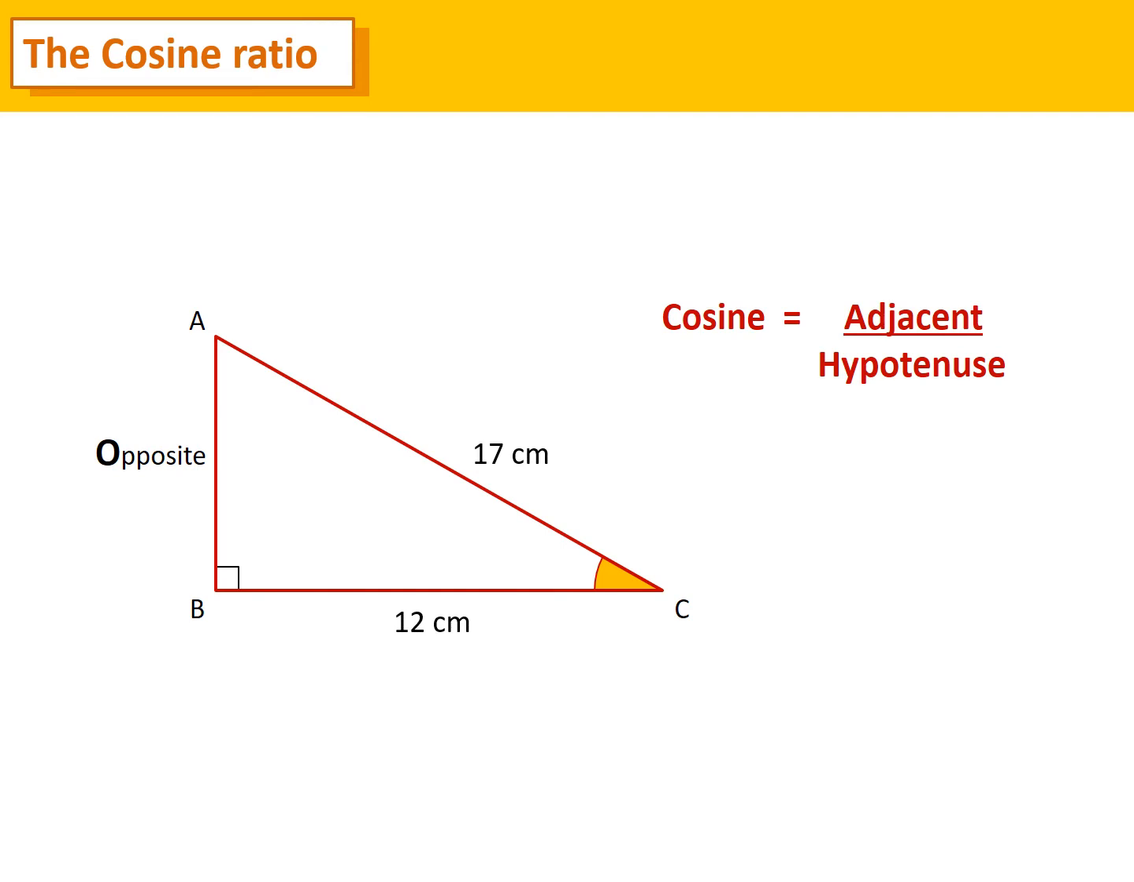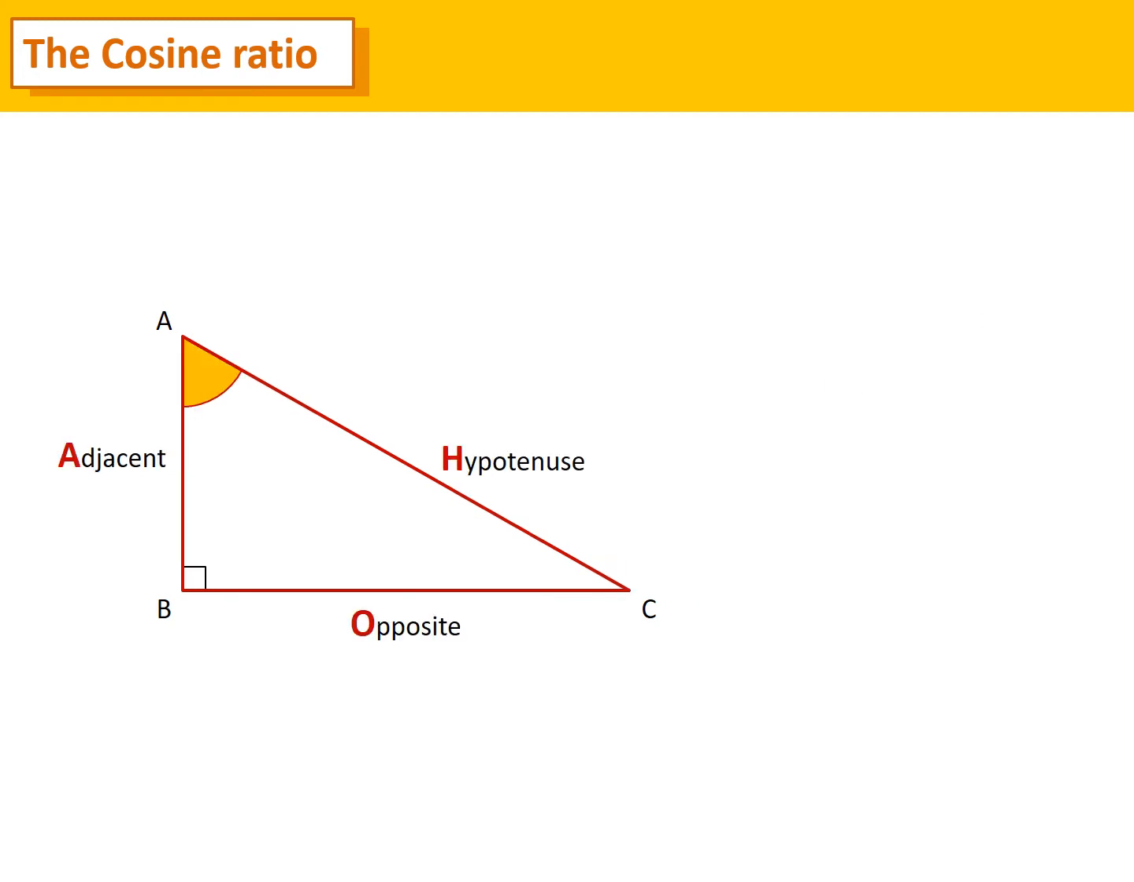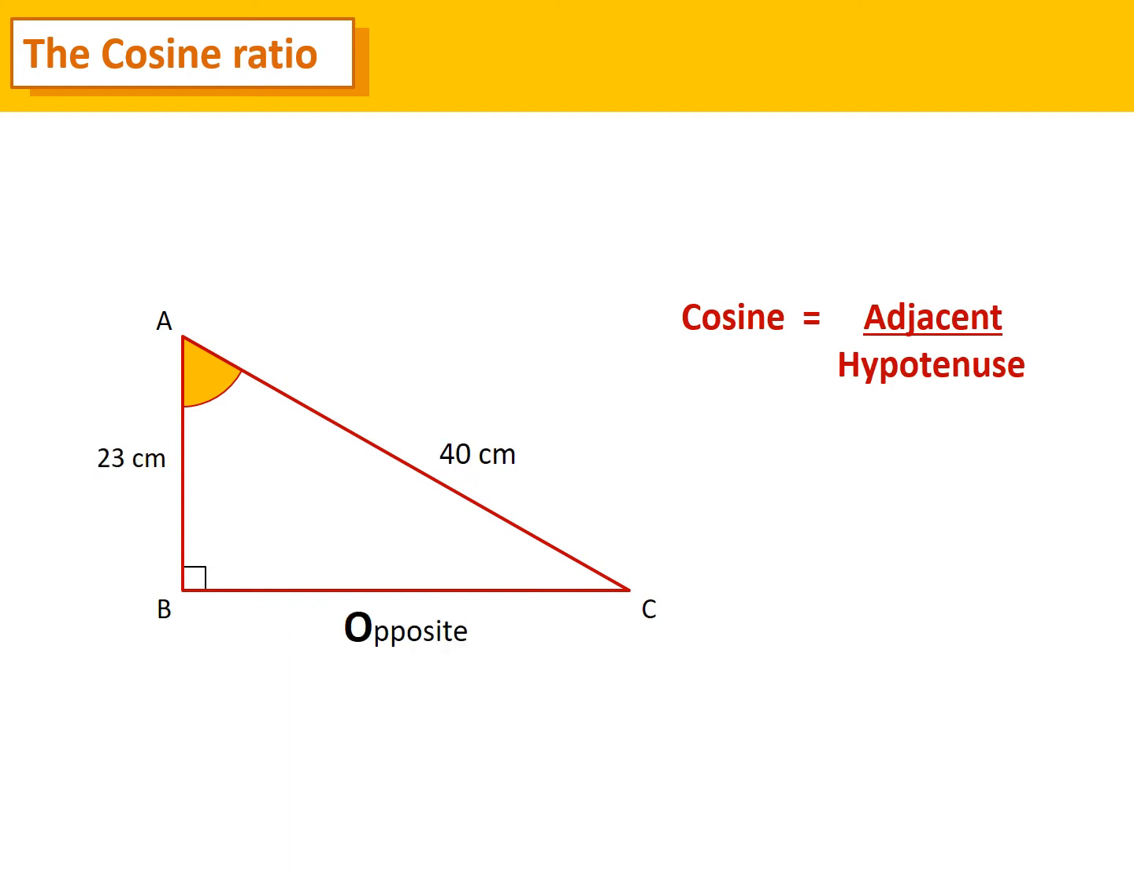So for this particular triangle, the angle is marked in at point C. So cosine C is the adjacent, which is 12 centimeters, divided by the hypotenuse, which is 17 centimeters. And in this example, where we have a different angle marked in, this time at point A, cosine is still adjacent divided by hypotenuse. And we have our adjacent, which is 23 centimeters, our hypotenuse, which is 40 centimeters, and therefore the cosine of angle A is 23 divided by 40.